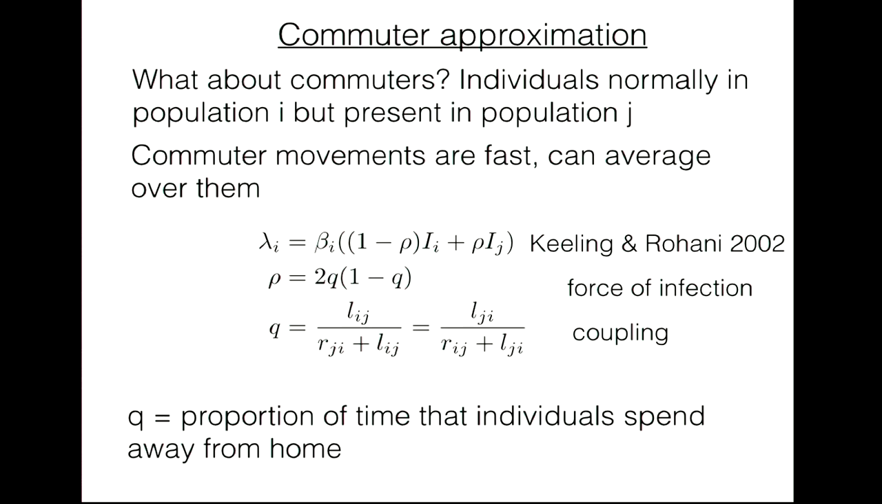So the separation of time scales implies that you can average over commuter movements in some way. And you can write the lambda i's in terms of beta i's and some function that represents the fraction of commuter movements from population j to i. You can write it in this form. The details are not particularly important, but essentially they reflect the proportion of time that individuals spend away from home when they move from population to population. And the reason you can average this, as I said, is because of the separation of time scales involved in rapid commuter movements going back and forth. You can just represent this in terms of the average amount of time spent there versus the average amount of time that you spend here.